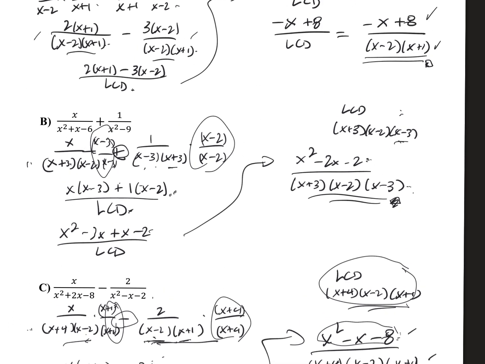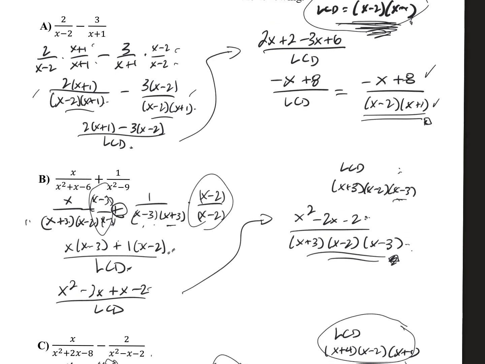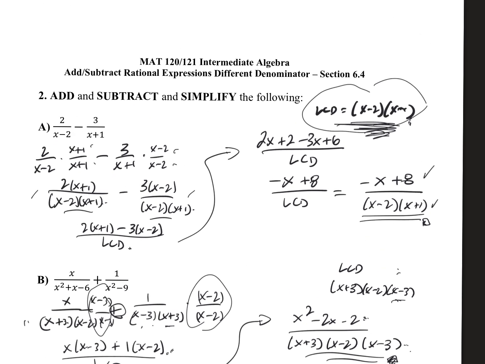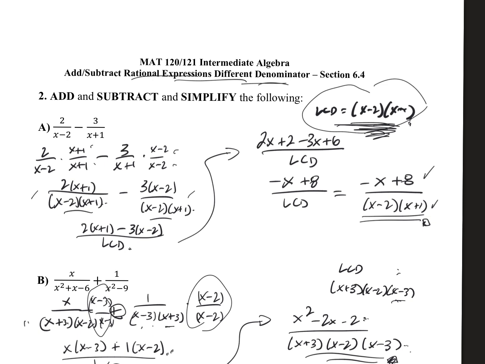But hopefully that gives you guys started and gives you an idea of how we're going to be adding rational expressions with different denominators. It's basically the same stuff we've done when we had just numbers and the denominators are different. We basically built equivalent fractions, found the LCD, built equivalent fractions, and then added from there.